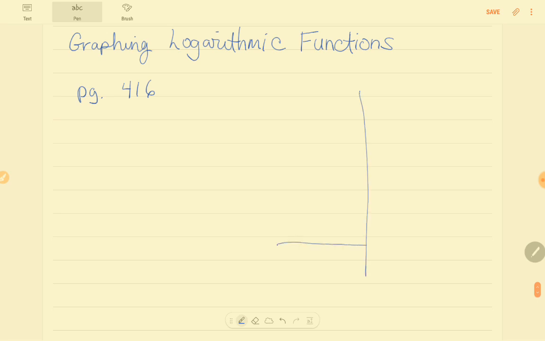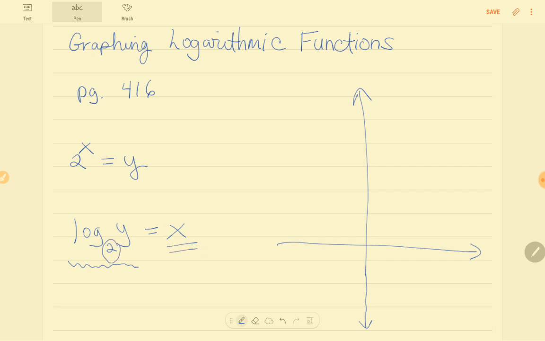And let's start by recalling that logarithms and exponential functions are inversely related. So if I have something like 2 to the power of x equals y, then the inverse of that is log base 2 of y equals x. So just to recall what a logarithm is, basically the power to which you would have to raise the base in order to get that other result.